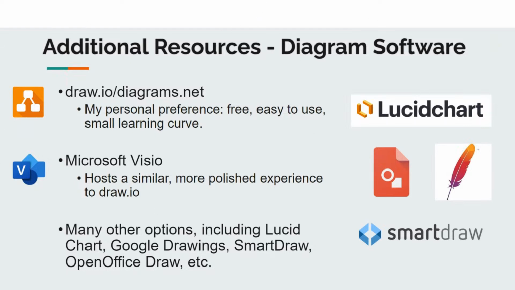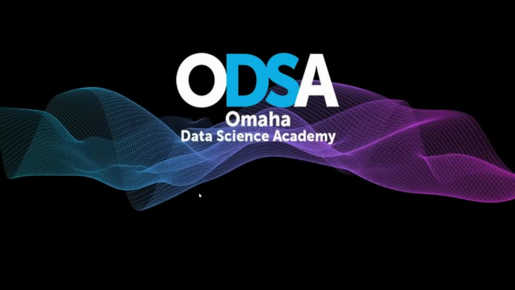Open Office is like the open source free version of Microsoft Office. And Google Drawings, they always have their knockoff version of what other people are doing too. So that's also an option. Right. So that's it for the lecture.